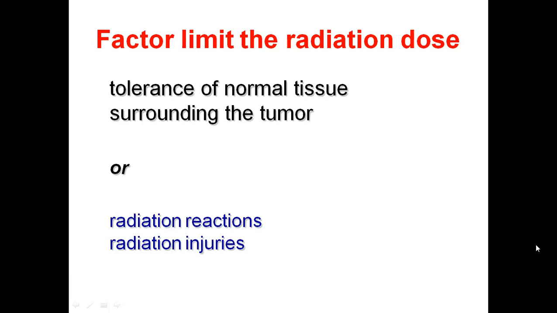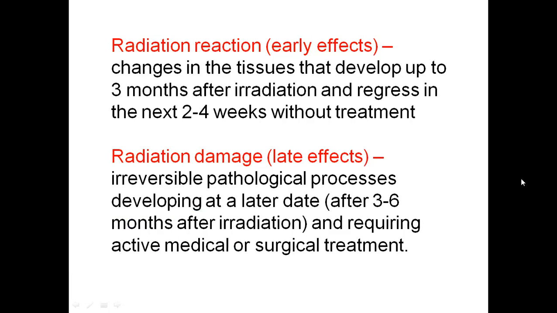There are several factors limiting the radiation dose. It's, first of all, tolerance of normal tissue surrounding the tumor, or in other words, potential radiation reactions or radiation injuries. Radiation reactions or early effects are changes in the tissue that develop up to 3 months after irradiation and regress in the next 2 to 4 weeks without any treatment.